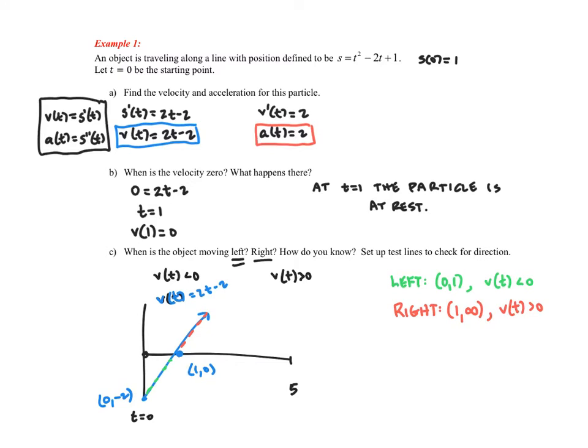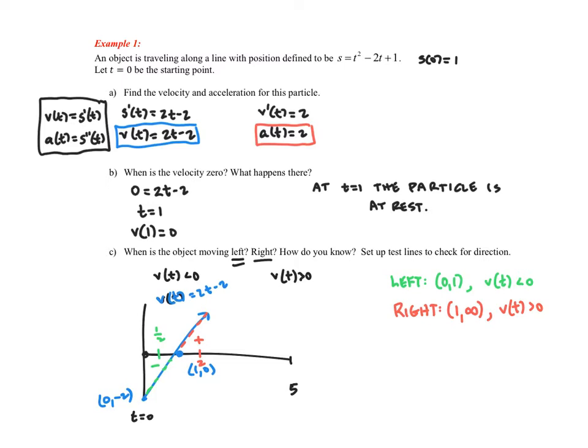So we've set up, I guess you could call it test lines to check for direction. What I could have done is plugged in a value like, let's say 2, and seen that v of 2 is positive, and plugged in maybe a half and seen that v of 1/2 is negative.